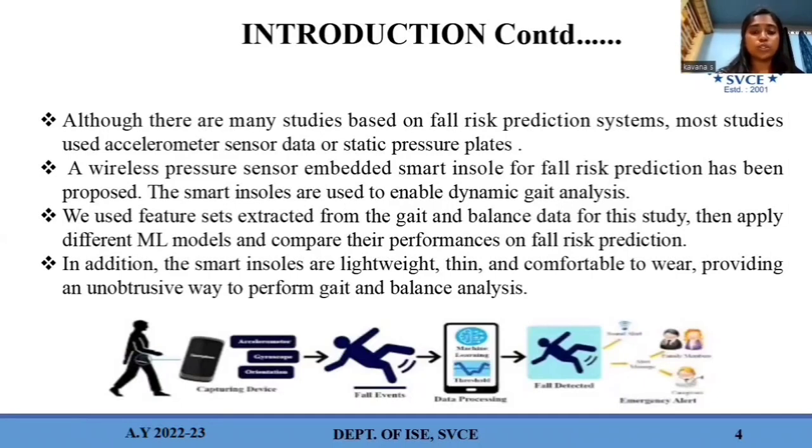The smart insoles are used to enable dynamic gait analysis. Here, gait analysis is the analysis of abnormal activities or abnormal conditions of a human. Since gait and balance disorders have been identified as strong fall risk factors, we used features extracted from the gait and balance data for the study. Then we apply different ML models, that is machine learning models, and compare their performances on fall risk prediction. In addition, the smart insoles are lightweight, thin, and comfortable to wear, providing an unobtrusive way to perform gait and balance analysis. Below is a simple diagram to understand.